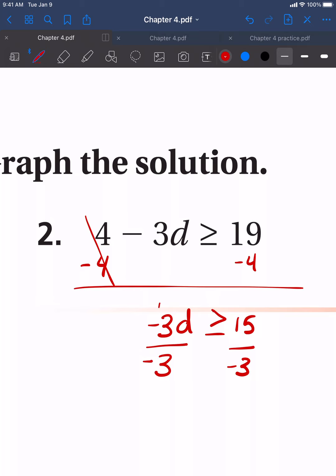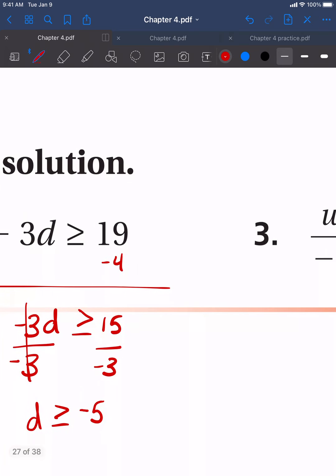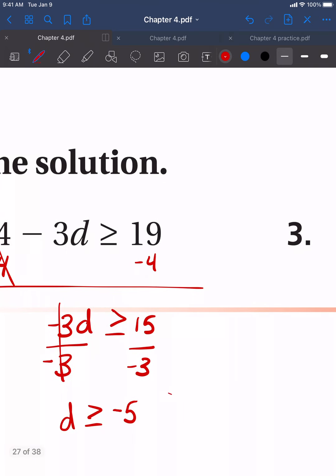Okay, so now these are gone. I'm left with d is greater than or equal to? Good. Thank you for saying negative 5 and not just 5, because a positive divided by a negative is a negative. Now, how do I graph that little sucker? Closed circle. Good. Closed circle at negative 5. D is bigger. Closed circle, going to the right.